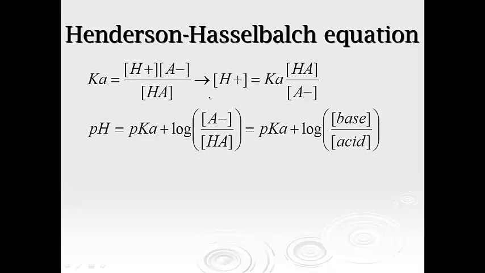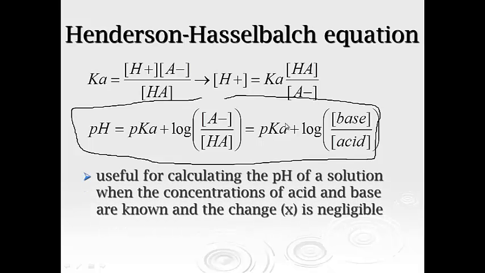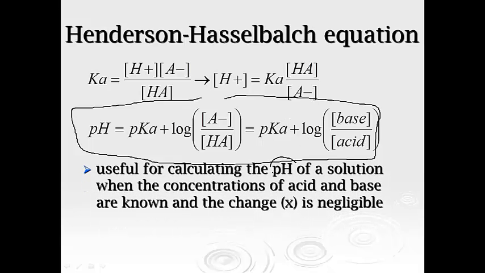Now, the Henderson-Hasselbalch equation is a shortcut. Here's the Ka version, this is what we've been doing, and you can see that if you just manipulate it, it's just a rearranging of equations, okay? And so this can be what's called our Henderson-Hasselbalch equation, which is used when you know the concentration of both the base and the acid, and it's just a shortcut. So it's useful for calculating the pH of a solution when you know the concentrations of both the acid and the base and where the change in X is negligible.